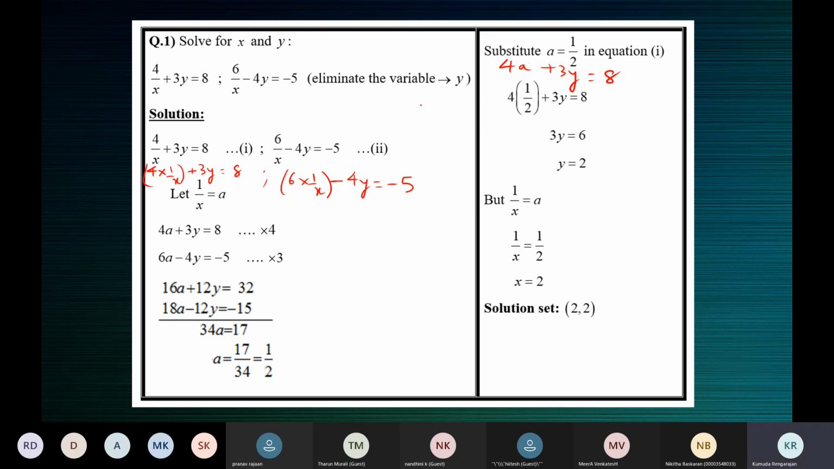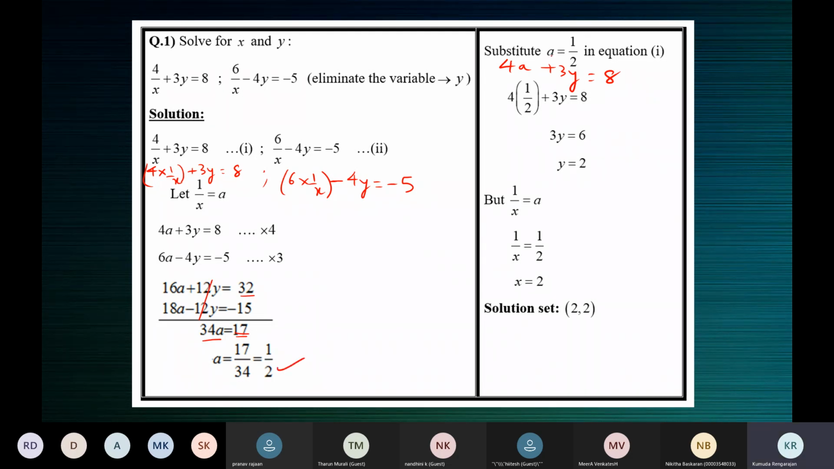Since you have to eliminate y, you should make their coefficients equal. So we multiply by 4 and 3. Then plus 12y and minus 12y get cancelled. 16a plus 18a is 34a. 32 minus 15 is 17. So a is equal to 17 by 34, which is 1 by 2.